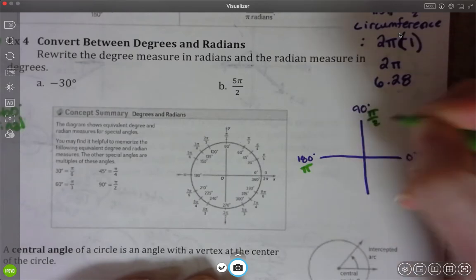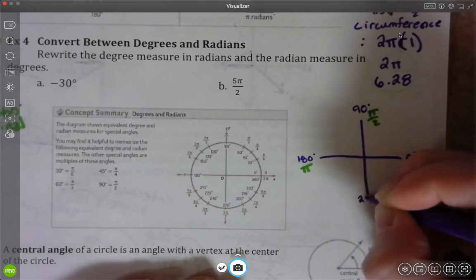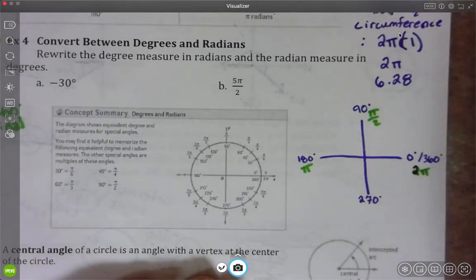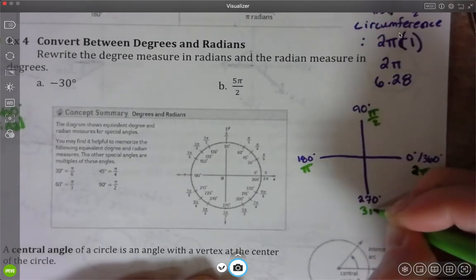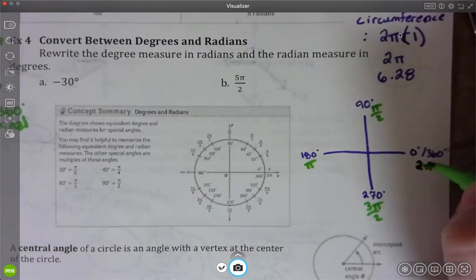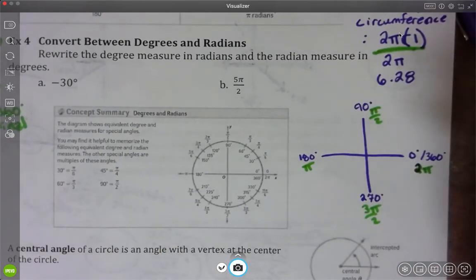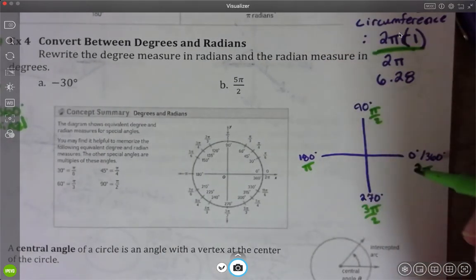And if I'm going 3/4 of a pi, or 270 degrees, that's the same thing as going 3 pi over 2. Okay. Now again, that 2 pi comes from the 2 pi r, which is the circumference of a circle. So 2 pi would be all the way around. Same thing with 360 would be all the way around.